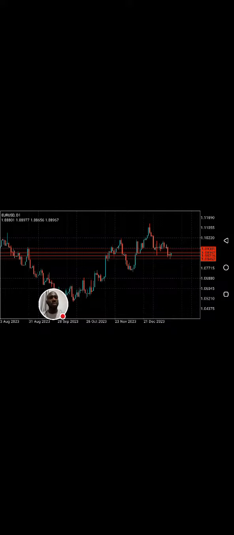If you want to buy Euro USD next week, wait for a candle, preferably a 4-hour candle, to close above the high of this bearish candle. I hope you're following. Wait for a candle to close above the high of this candle before you consider buying. I hope that is clear. So my bias for Euro USD this coming week is bullish. That's my take on Euro USD.